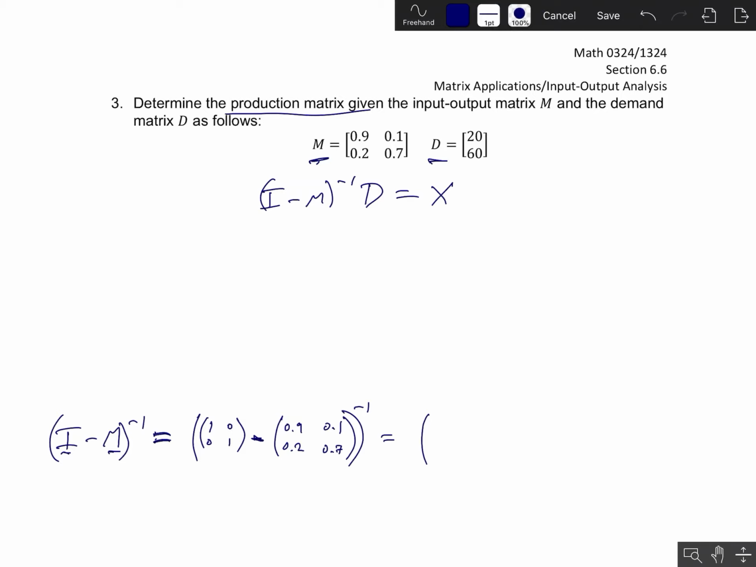So this will be, if I just compute that matrix difference, in the top left corner, I would get 1 minus 0.9, which would be a 0.1. In the top right corner, I would have a negative 0.1. In the bottom left corner, I will have a negative 0.2. And in the bottom right corner, I will have a 0.3. So we want the inverse of this matrix.